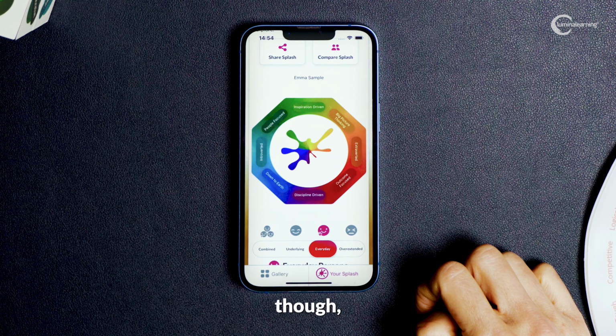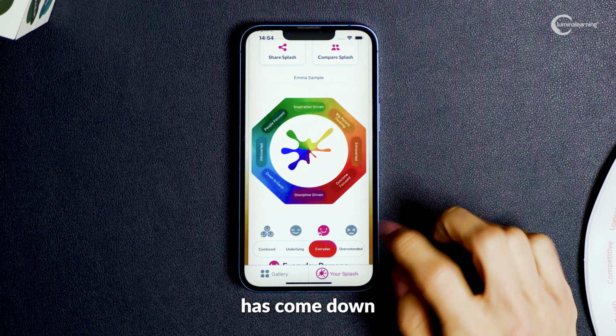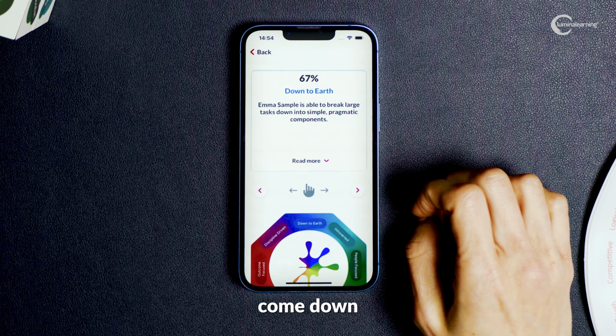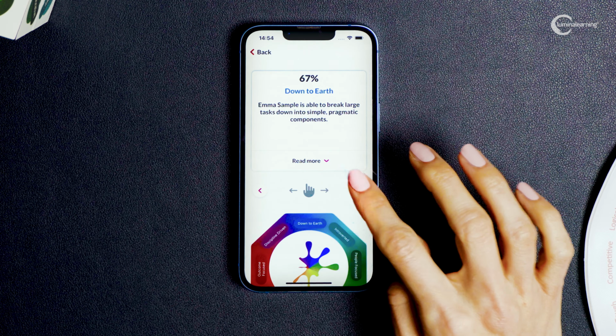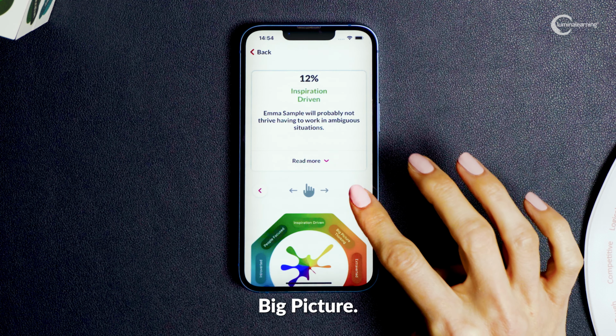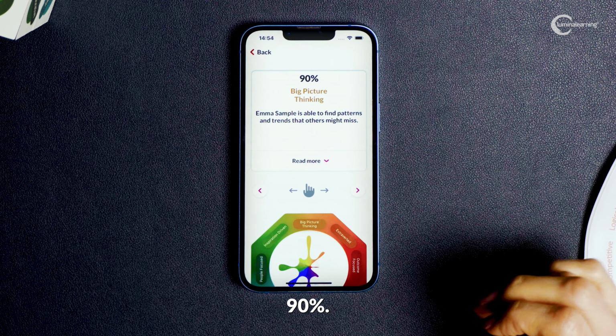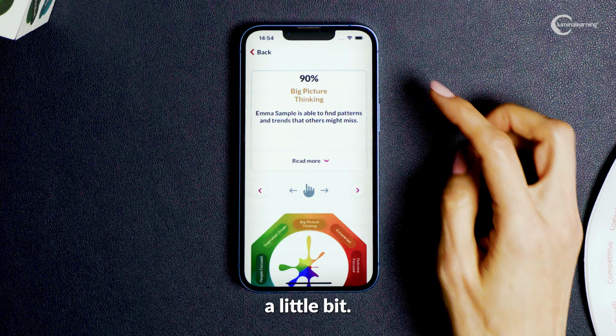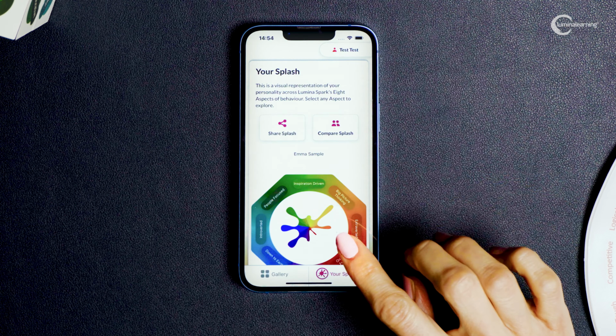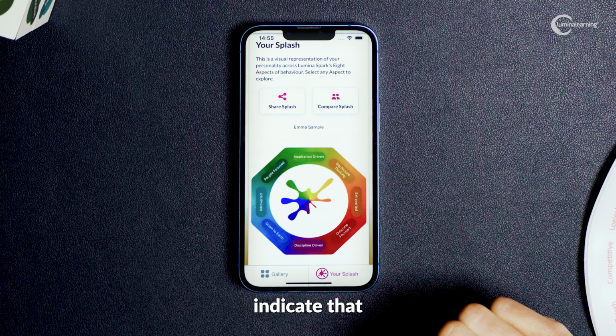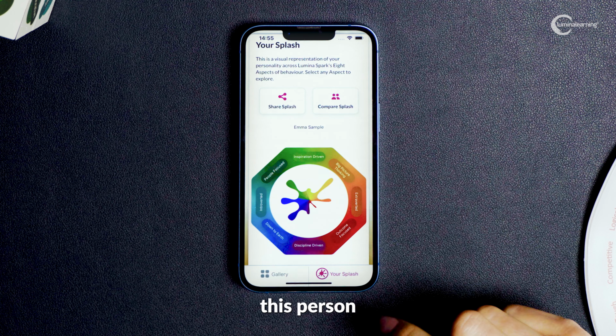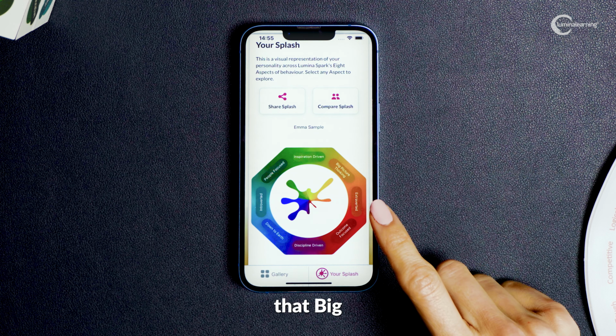In their everyday, though, the down to earth has come down a bit. So it's come down to 67%. Let's see what's happening in the big picture. 90%, so still quite high, just down a little bit. So that would indicate that in an everyday situation, this person is keeping that big picture thinking.